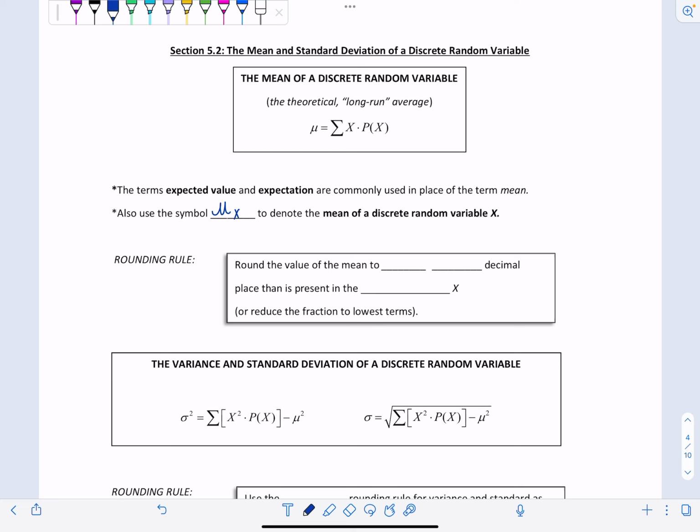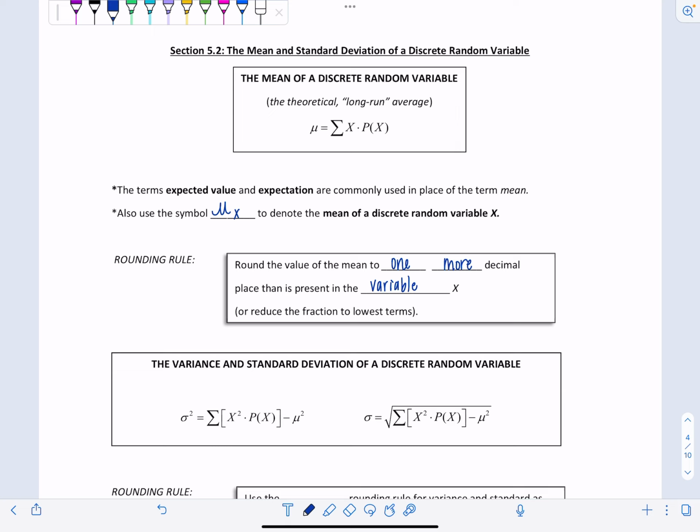Rounding rule, usually in the exercises we'll tell you how many decimal places to round to, but typically the rule of thumb is you want to round the mean to one more decimal place than is present in the variable or outcome x, okay? Or if you have a fraction, just reduce it to lowest terms. Okay, so there's the mean.